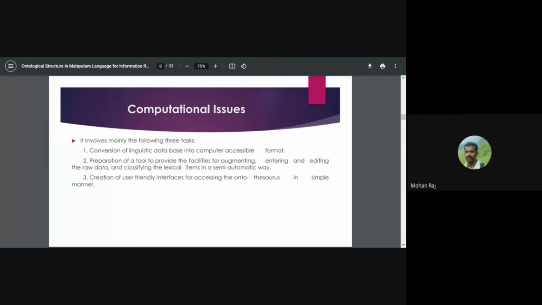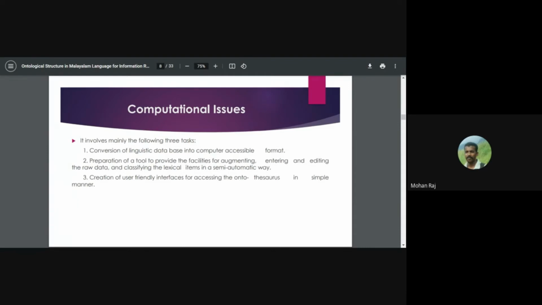And then going to computational issues, it involves the conversion of linguistic database into computer accessible format, preparation of a tool to provide the facilities for augmenting, entering, and editing the raw data and classifying the lexical items in a semi-automatic way, and creation of user-friendly interfaces for accessing the Onto thesaurus in a simple manner.